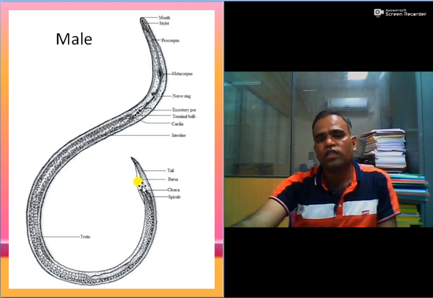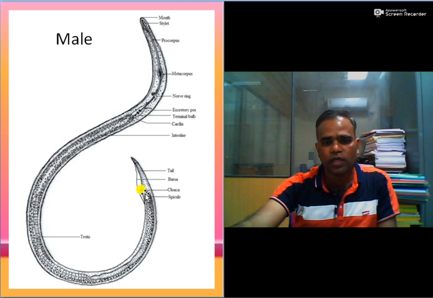So here some wing-like expansions are present, these are called bursa. There is also the gubernaculum, which is at the base of spicule and which directs the movements of spicule during copulation. So this is the tail.